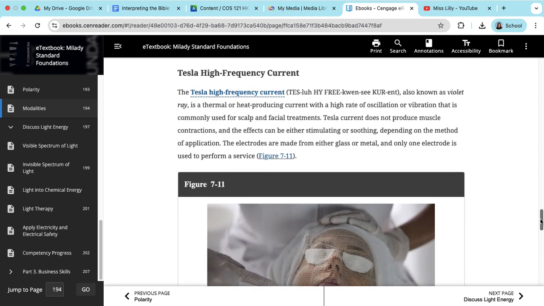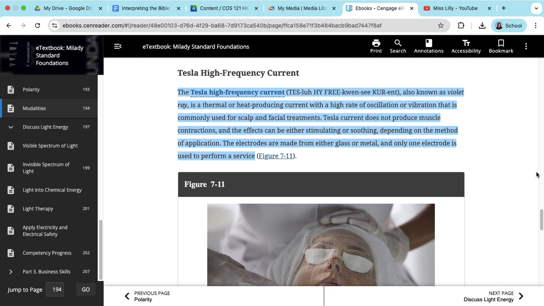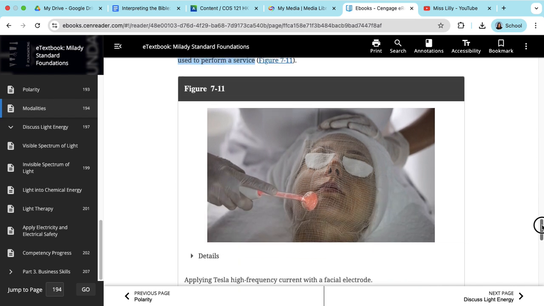Tesla high-frequency current. The Tesla high-frequency current, also known as Biloy rate, is a thermal and heat-producing current with a high rate of oscillation or vibration that is commonly used for scalp and facial treatments. Tesla current does not produce muscle contractions, and the effects can be either stimulating or soothing, depending on the method of application. The electrodes are made from either glass or metal, and only one electrode is used to perform the services. And here we can see the picture.